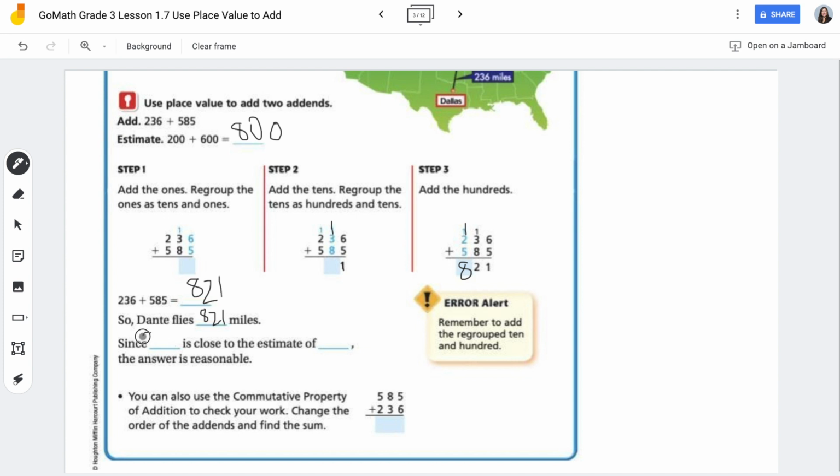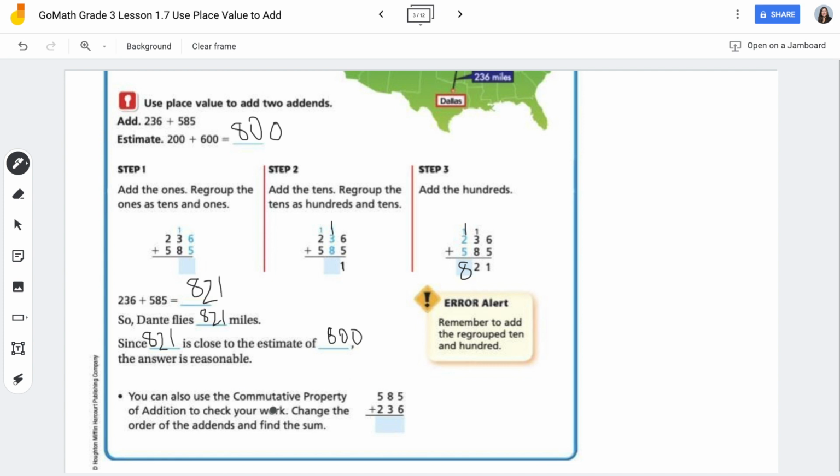Since 821 is close to the estimate, and here's my estimate of 800, then I know my answer is reasonable.